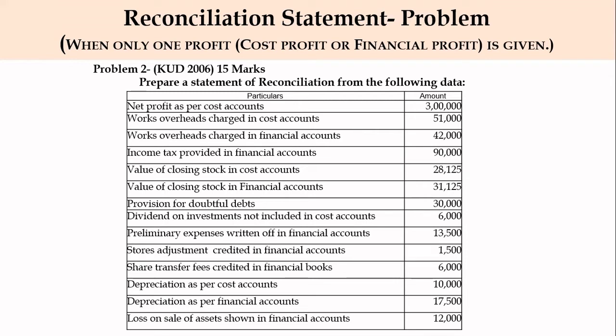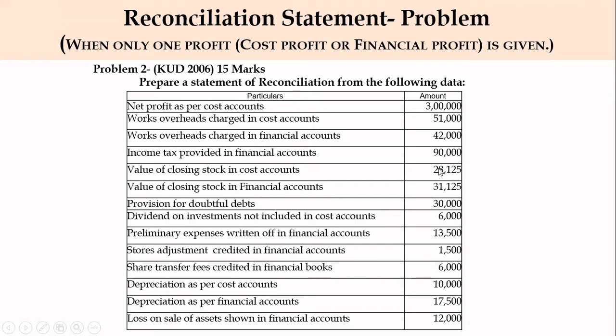And the next point is income tax provided in financial books 90,000. Value of closing stock in cost account 28,125. Value of closing stock in financial accounts 31,125. Again, you can see here these two items: value of closing stock in cost account, value of closing stock in financial account. Value of closing stock in cost account, if it is undervalued, it should be added.